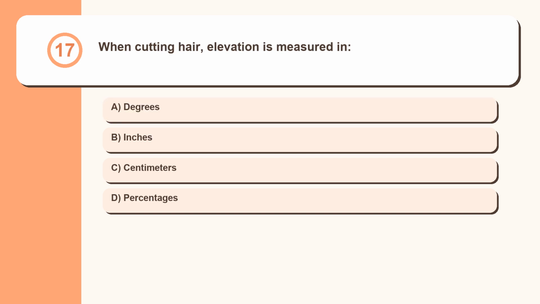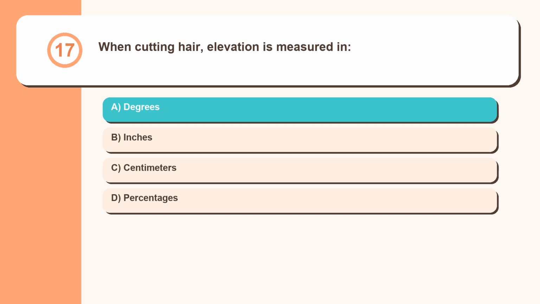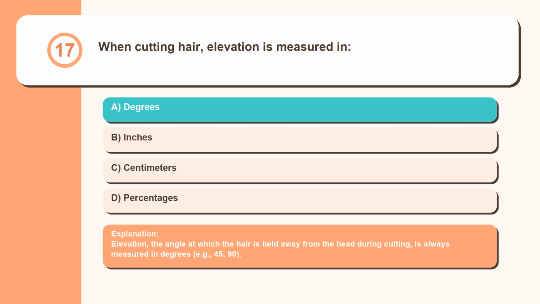Question 17. When cutting hair, elevation is measured in degrees, inches, centimeters, percentages. Elevation, the angle at which the hair is held away from the head during cutting, is always measured in degrees, example 45, 90.